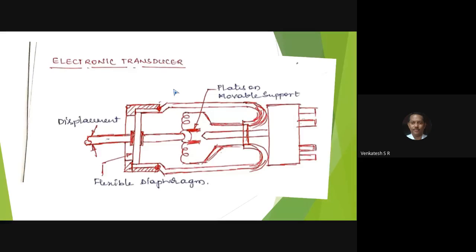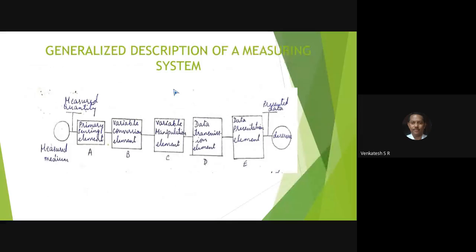Surface roughness. Next, come to the point. Very, very important. All of you write down the topic: generalized description of a measuring system. Mark it, very, very important. This time you can expect this question in the examination for 10 marks. In module 4, second portion, you have a question: explain briefly with the block diagram, generalized description of a measuring system.